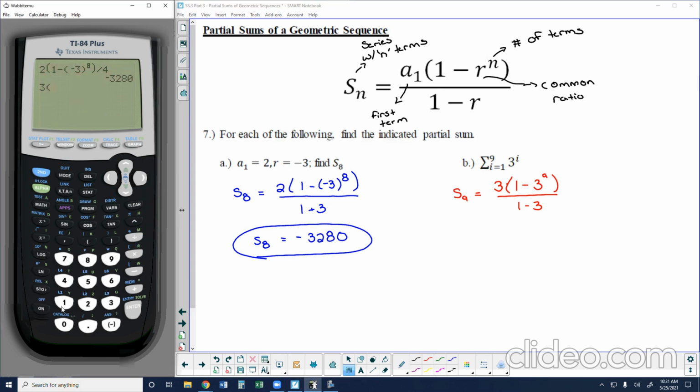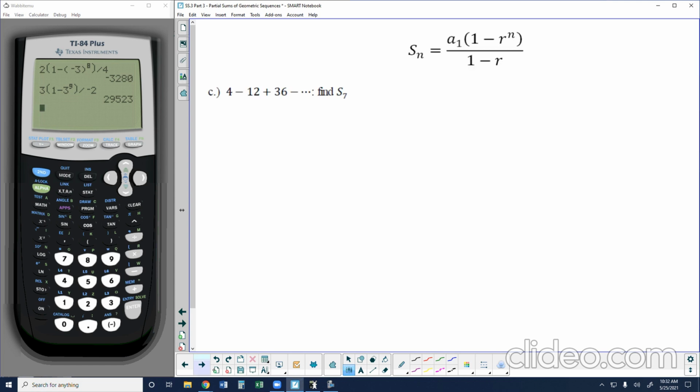So I can evaluate this expression in the calculator. 3 times the quantity 1 minus 3 to the 9th power, divided by -2, since 1 minus 3 is -2, would give me the total value for this series, which would be 29,523. Let's look at one more example of how to use this formula.